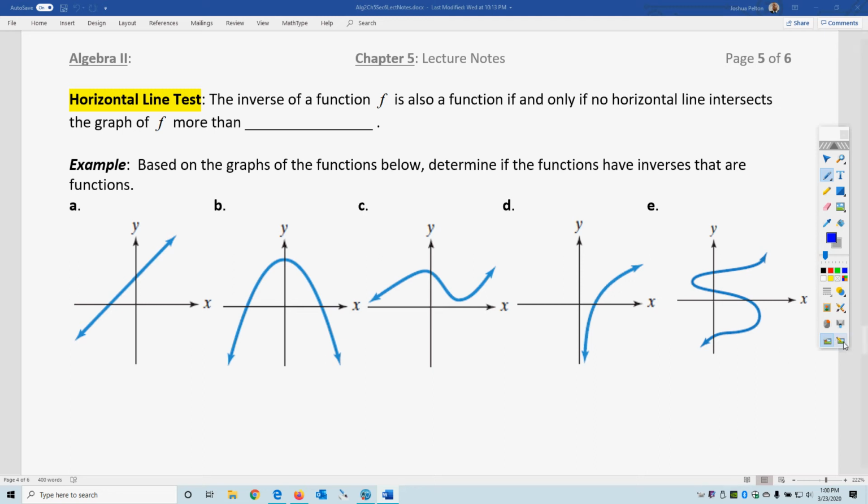Mr. Pelton. This is Algebra 2, Chapter 5, Section 6. This is Part 3 of the video for inverses of functions.